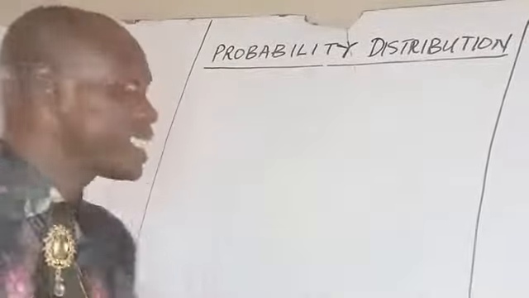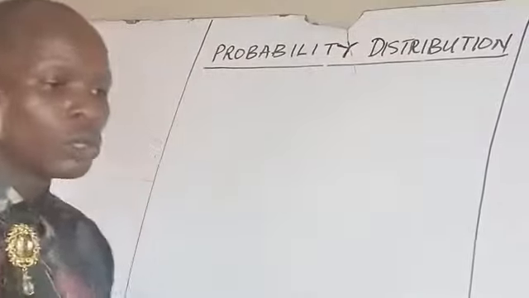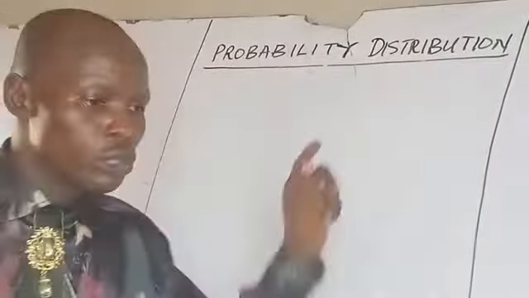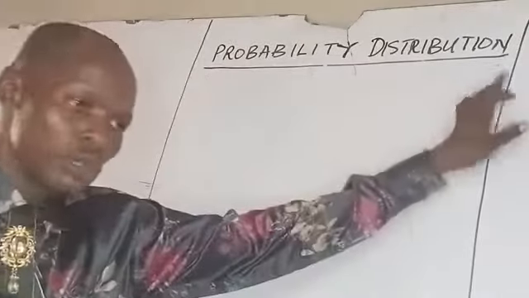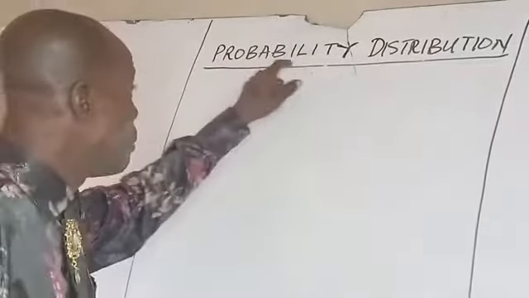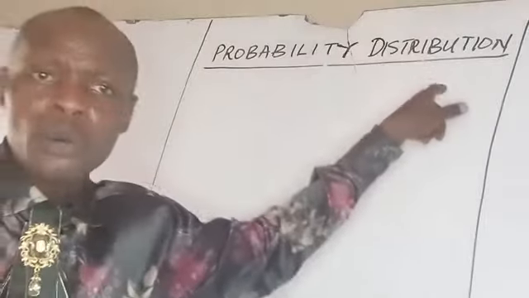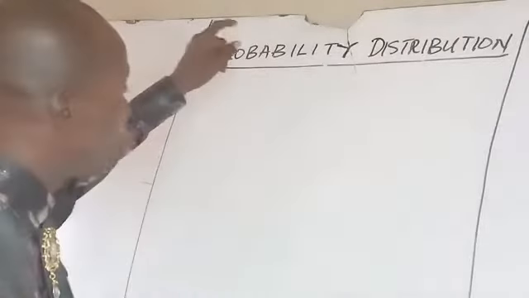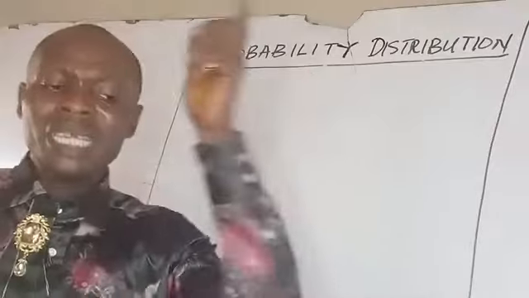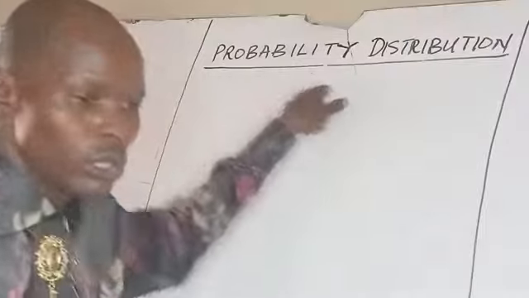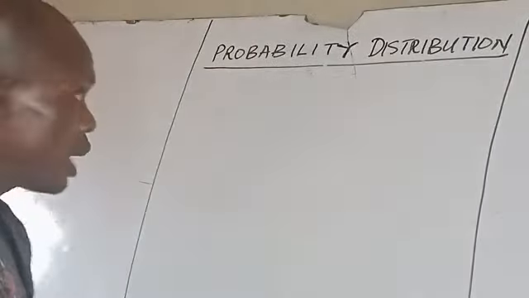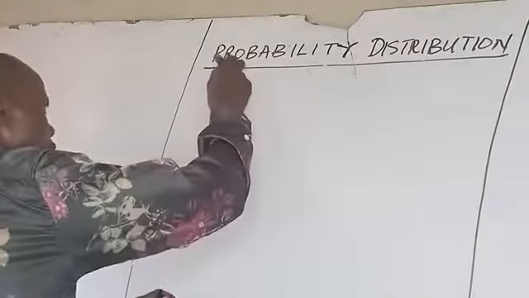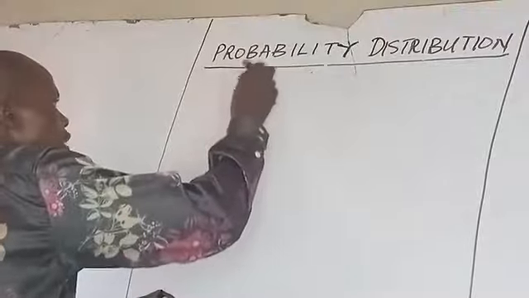Any rule that assigns probabilities to each of the possible values of a random variable is said to be a probability distribution. I repeat, probability distribution is any rule that assigns probabilities to each of the possible values of a random variable. Now, what are the various terminologies associated with probability distribution?